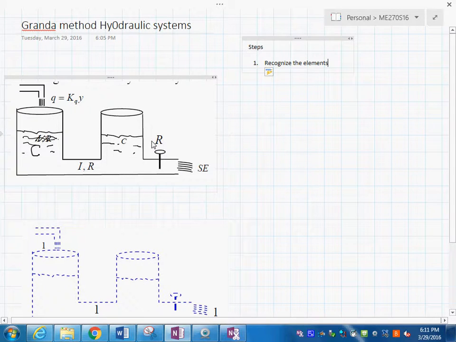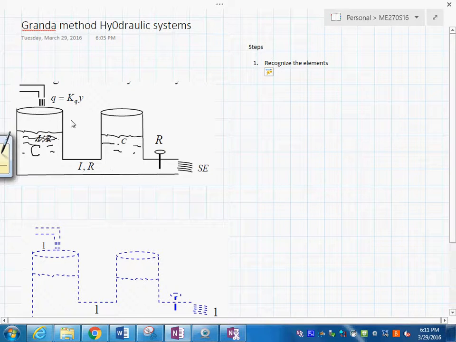the resistor here, the C element for the tanks, the inertia and the resistance of the pipe here, and this obviously is a source of flow as well. So you could write in here that this is a source of flow, and this is an effort source, but not an effort source that puts pressure into the system, but rather this is the atmospheric pressure, which we're going to call pressure equals 0, so that this is discharged to the ambient. So this is how we recognize the elements.